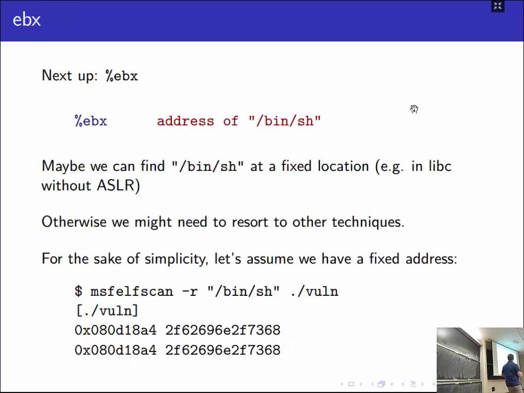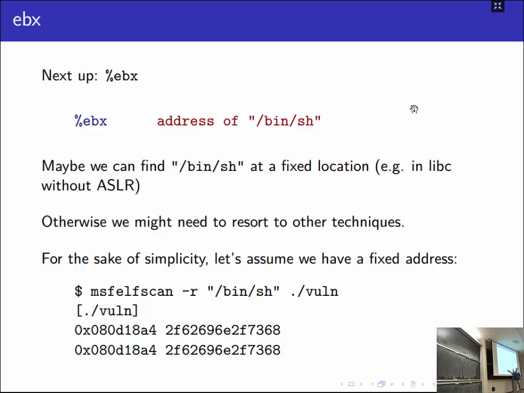Next up, EBX. What do we need EBX to come from? Yes, well read. Good. Someone needs to find an address of /bin/sh. Now remember what we did last time to find this? MSF, oh yeah, MSF elf scan. We just searched the entire binary for any string that looks like /bin/sh. We found it somewhere. And it doesn't even matter where it is, right? We can even use the same kind of approach here. We can use, great idea, MSF elf scan to find /bin/sh in the vulnerable file.